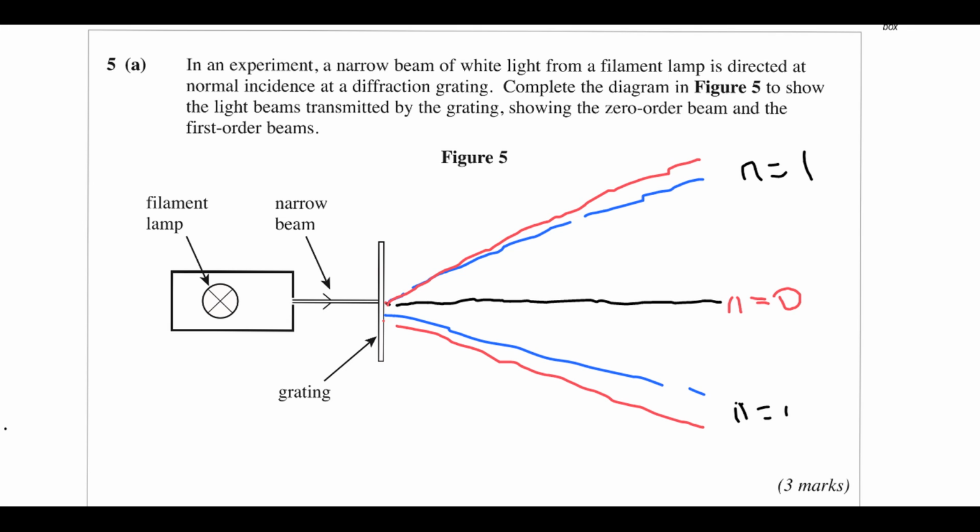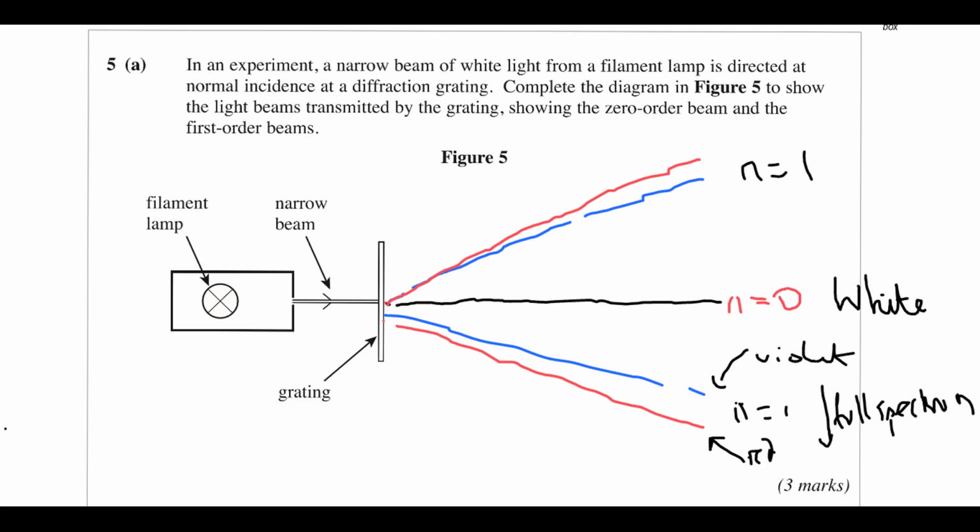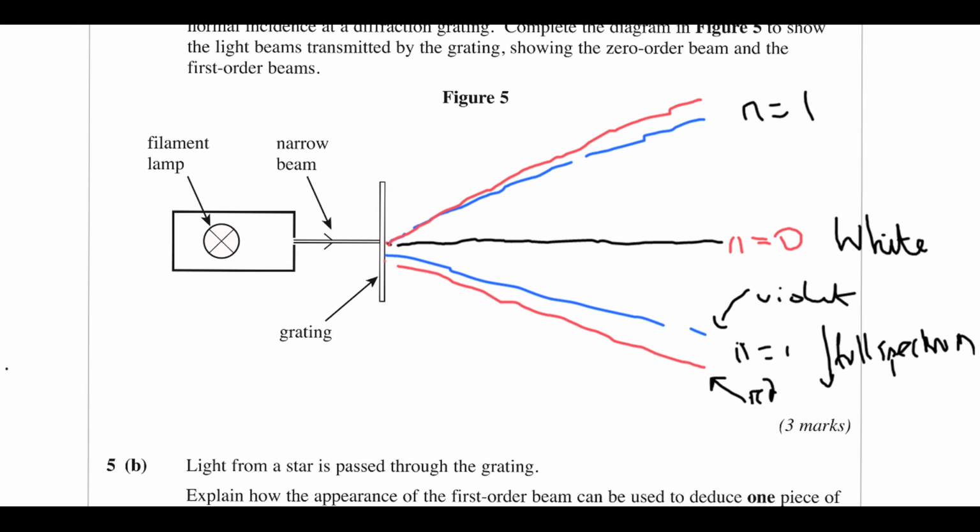So let's label what they would look like. So the central fringe, as I said, is going to be white. They should be roughly equally spaced on here. And then from here, what we're trying to show is we're going to go violet on the inside, red on the outside, and you'd have a full spectrum in between, going through your blues, greens, yellows, oranges, those kind of things. So that's what the general idea would be like using white light.